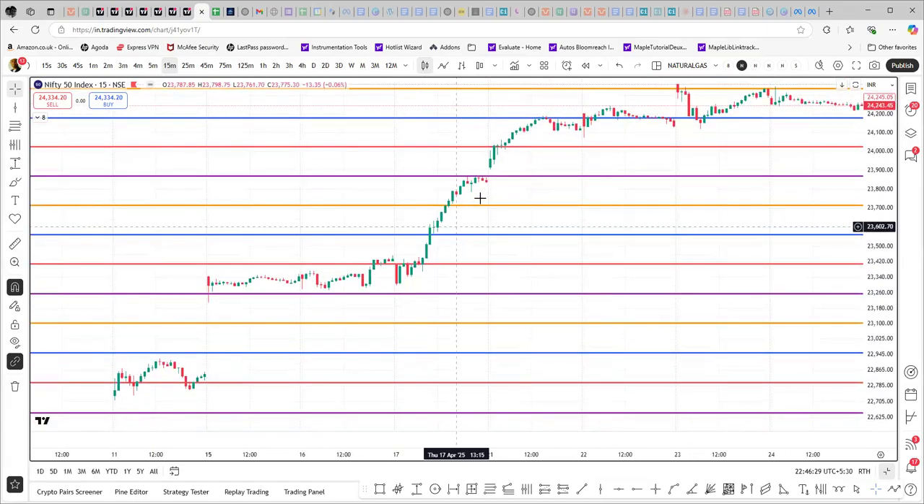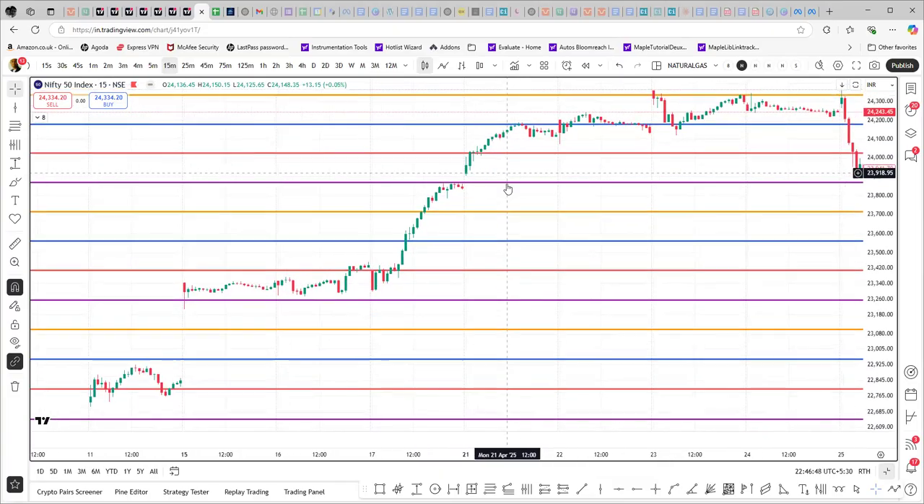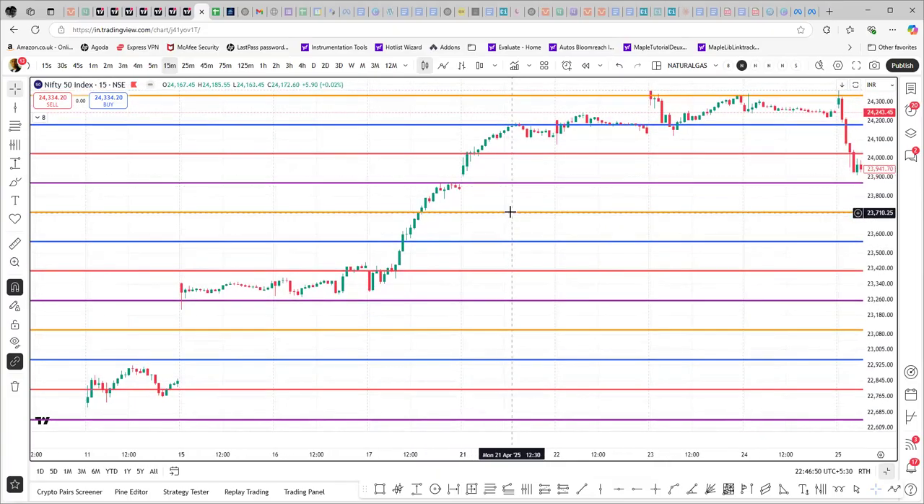Then it kept on rising, rising, rising, and with that, every level that it crosses, you also trail your stop loss. For example, on this candle, you trail your stop loss here. On this candle, you trail your stop loss here. On this candle, not actually here because it did not cross. On this candle, on the opening, you can keep your stop loss here. Ideally, I would keep it here.